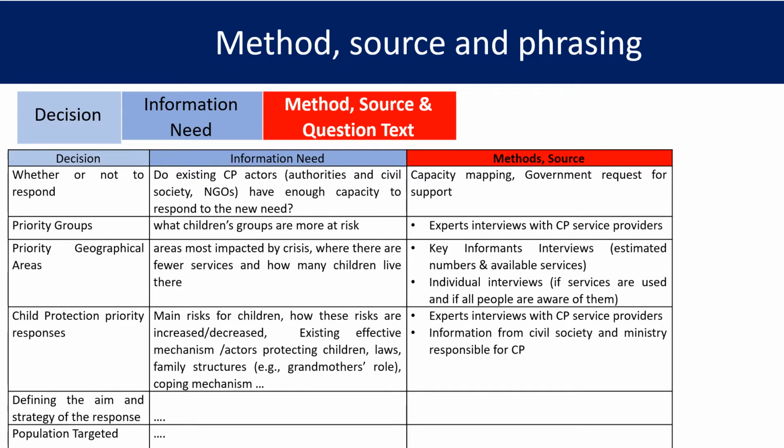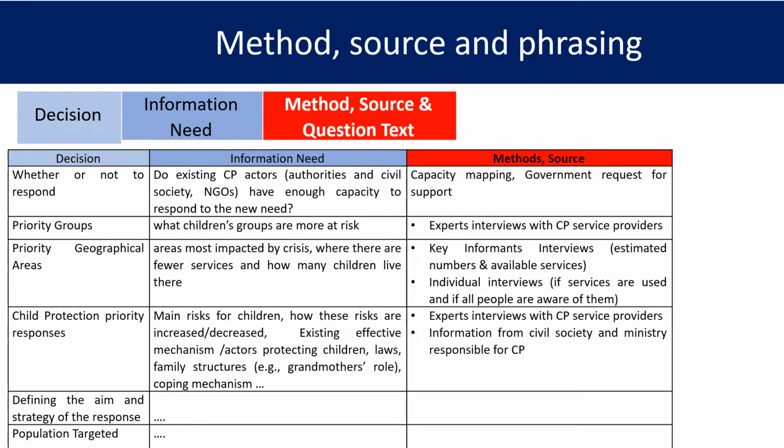Can I use key informant interviews, where key informants are not child protection experts, to find out who the most at risk children groups are? Maybe not. Maybe much better to use interviews with experts in child protection. For example, service providers who know who is more at risk in that area.